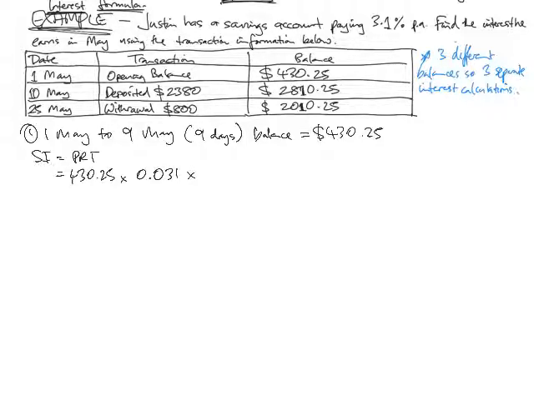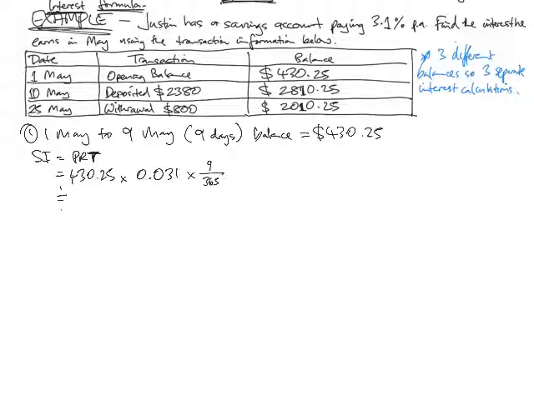So here is the difficulty, because time is usually in years. You need to work out what fraction of a year it is. So it was 9 days, 9 over how many days in a year? 365. So if you work that out, work out what 9 divided by 365 is first, times by 0.031, times by 430.25.